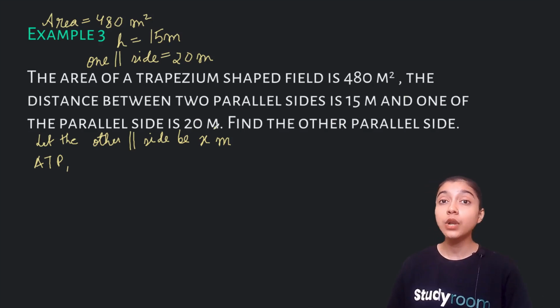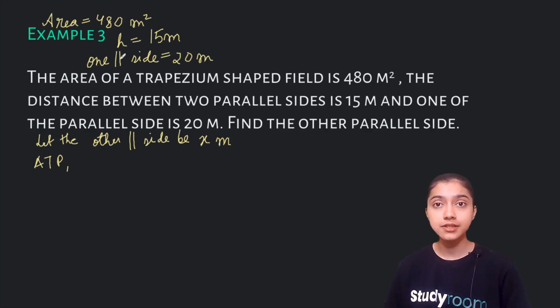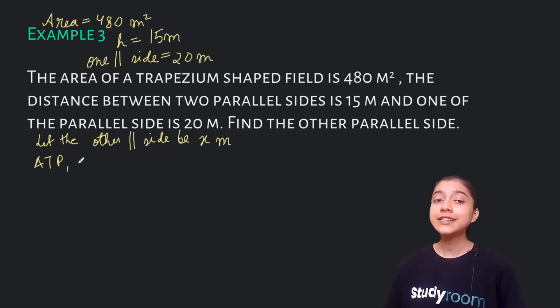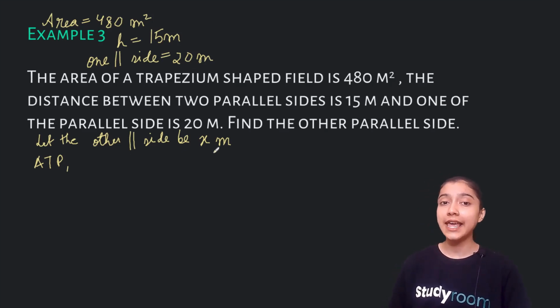So first of all, we will write the given things in the question. The given things are: area is 480 meters square. The height is 15 meters. Height is actually the perpendicular distance between the two parallel sides. We represent it by h. And then one of the parallel sides has been given as 20. And what we need to find out is the other parallel side. So let us take the other parallel side as x meters.